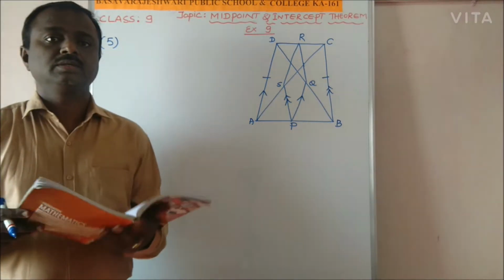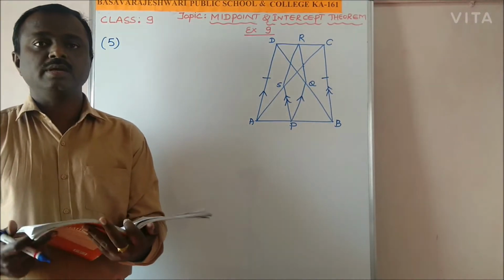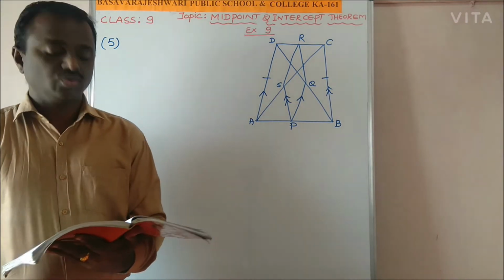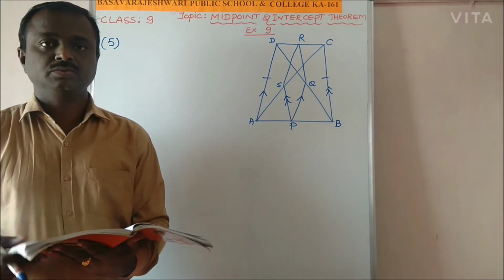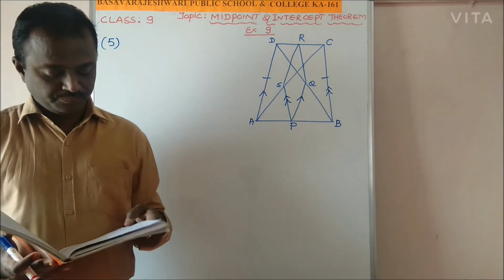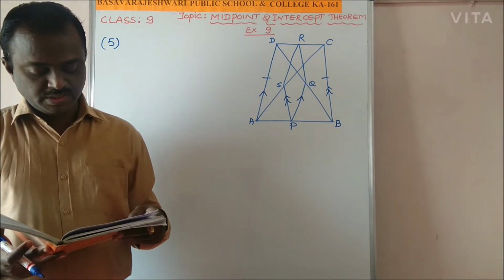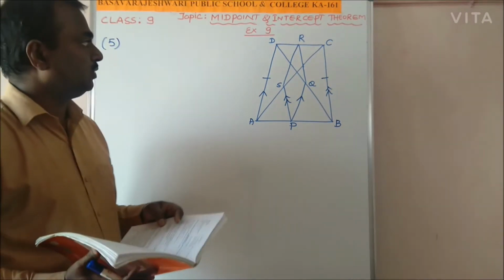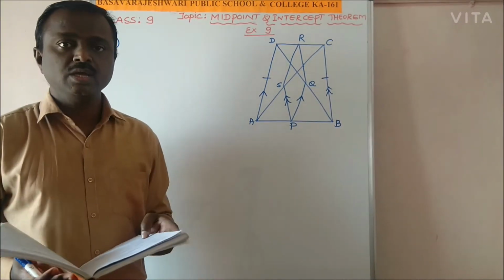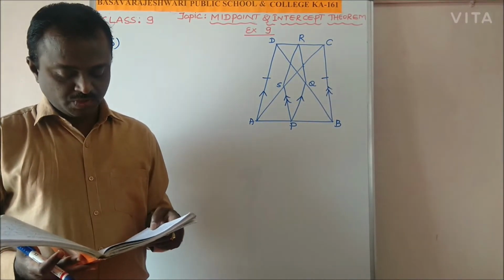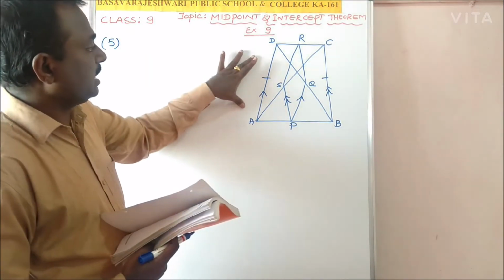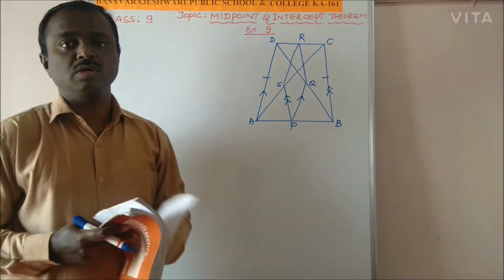Dear children, in today's session, exercise number 9, question number 5. We will start with question number 5. In this figure, ABCD is a quadrilateral. If you observe the figure, ABCD is a four-sided figure in which AD and BC are equal.